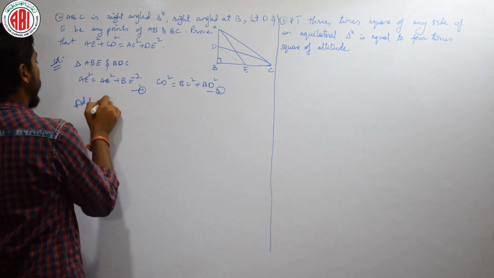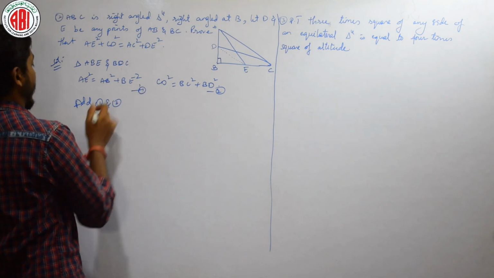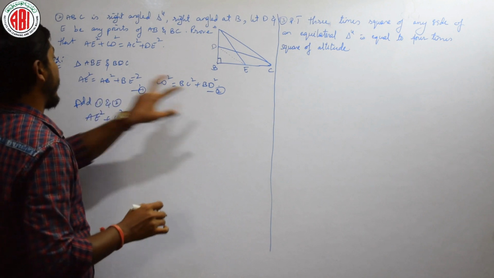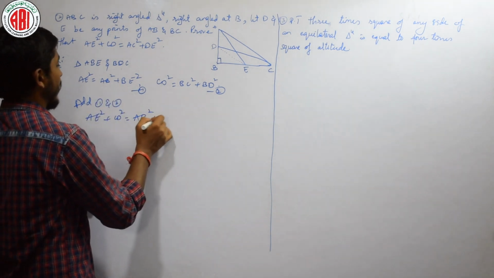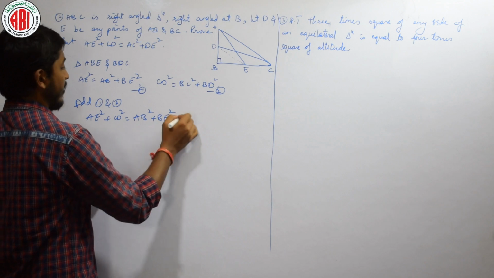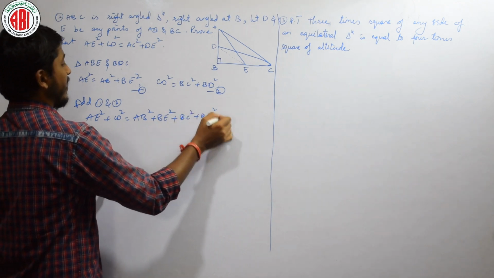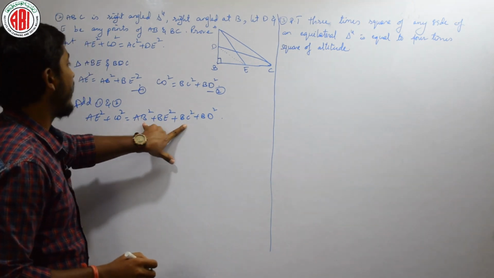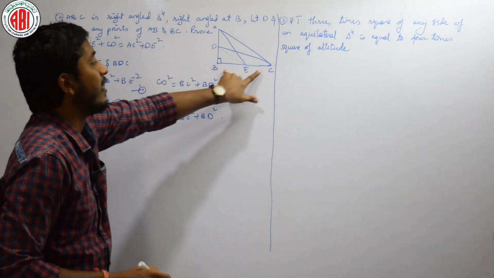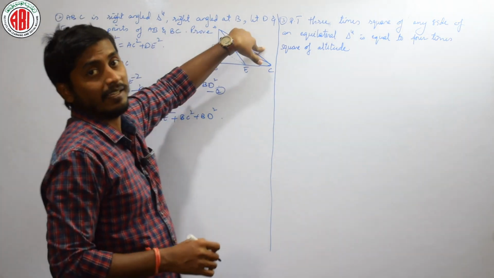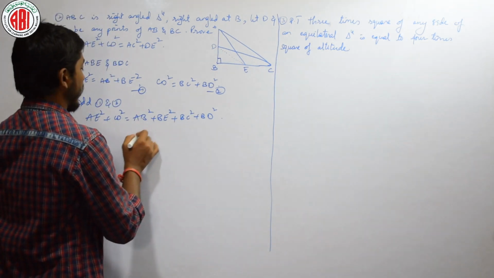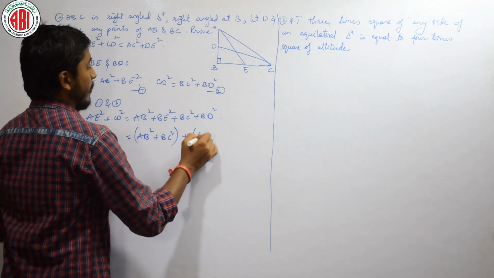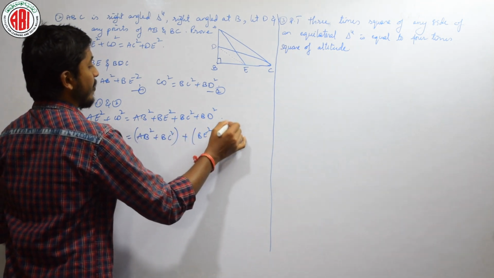If I add 1 and 2, I will get AE square plus CD square on the left hand side. On the right hand side, AB square plus BE square plus BC square plus BD square. Now let us consider AB and BC. Let us write those together: AB square plus BC square plus BE square plus BD square.